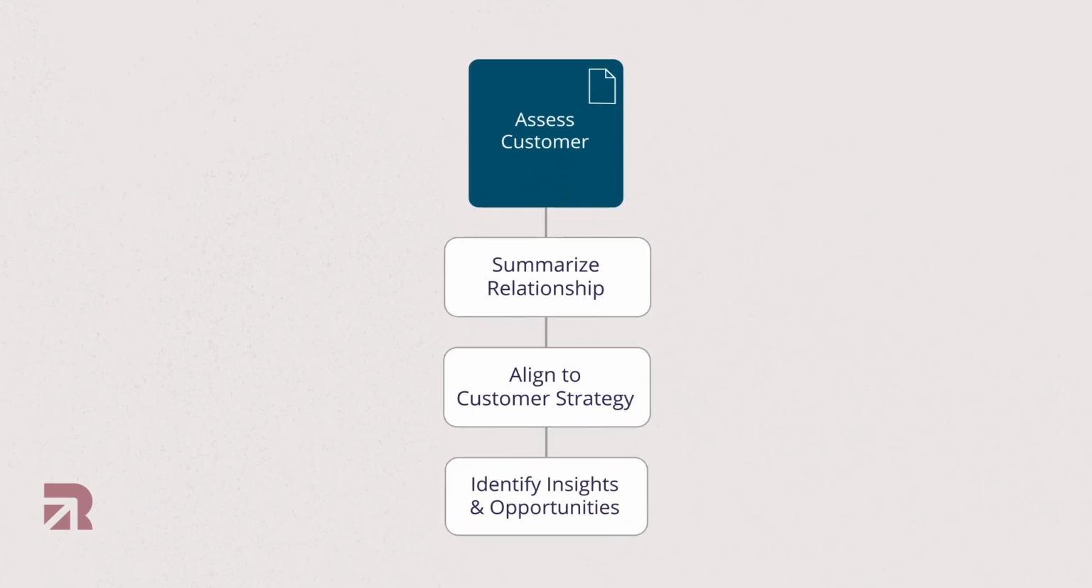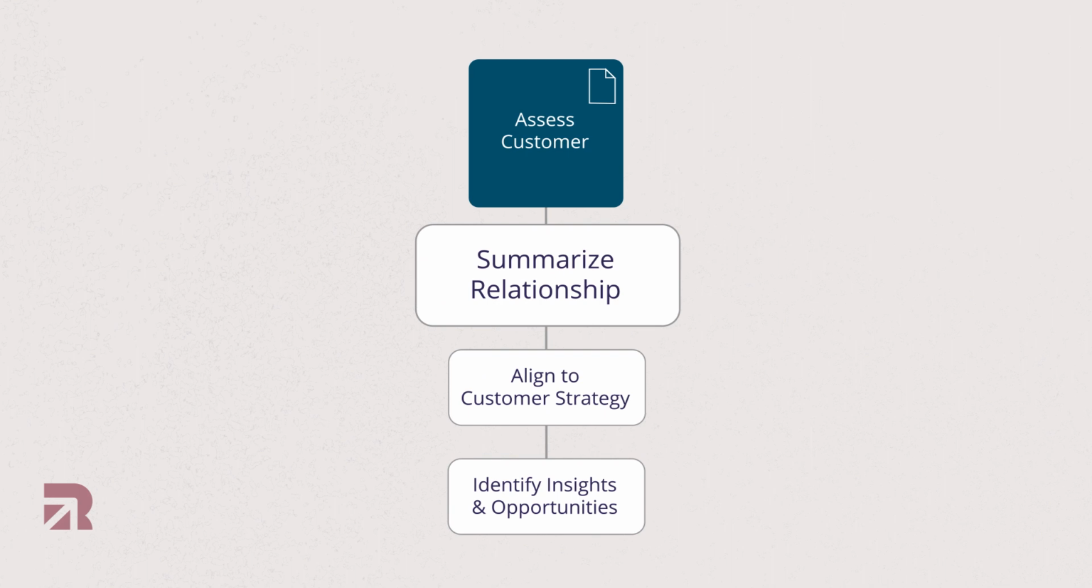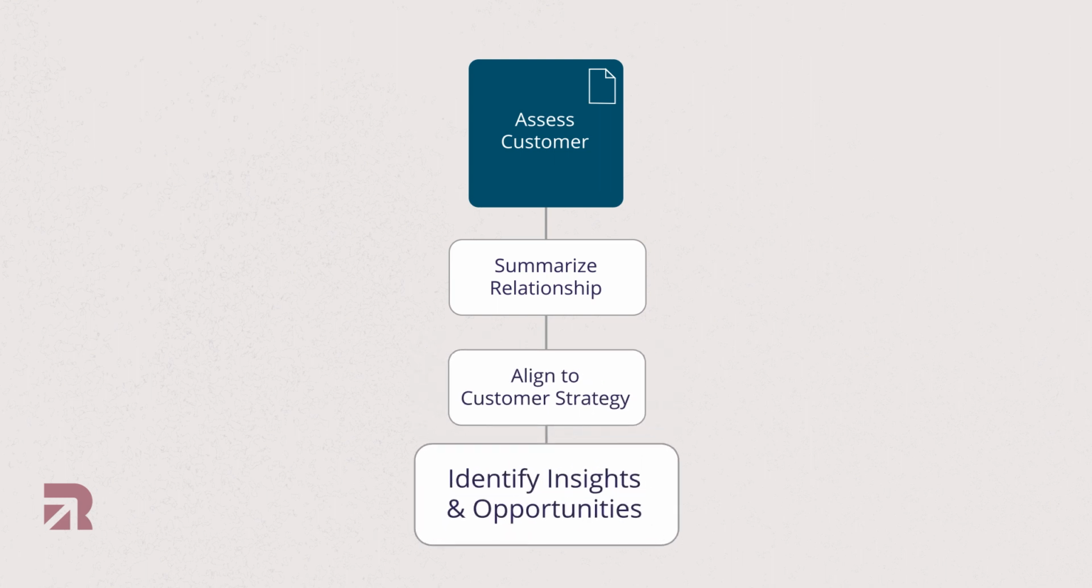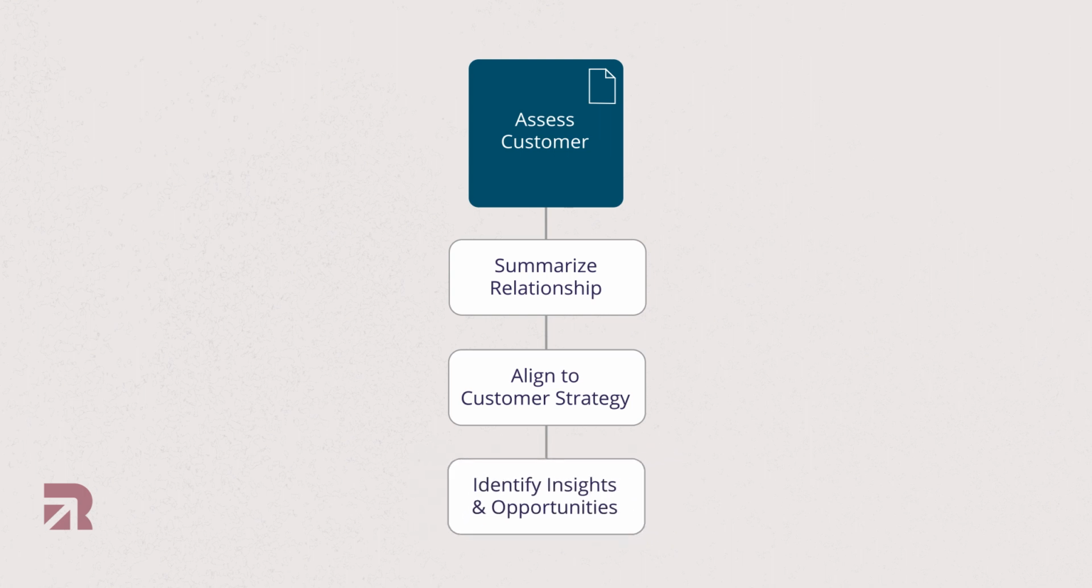The second activity is to assess the customer. Here, you review your history and relationship with the customer, clarify your understanding of the customer's strategy so that you can align your strategy to the customer's, and identify potential insights and opportunities by identifying the links between what the customer is trying to achieve and how you can help.